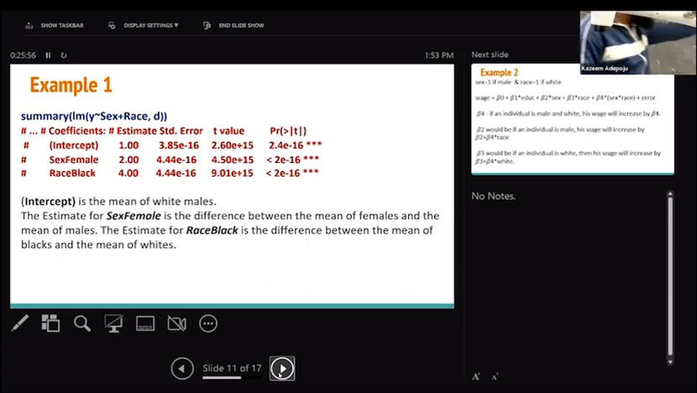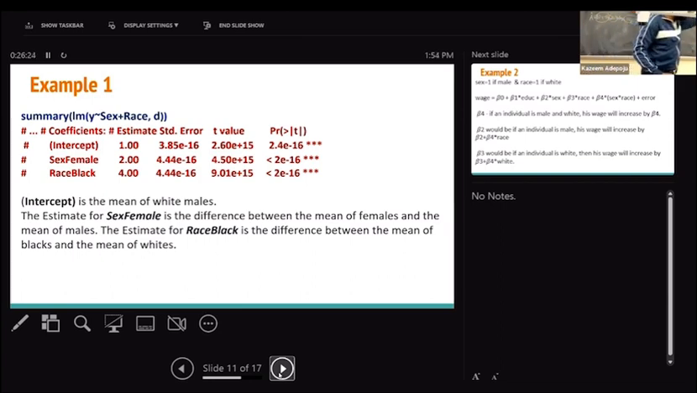Now, the first intercept that you see will be the mean of white males. Why do I say mean of white males? Because male was coded 0, and the other race was also coded 0. Any question about that? About why the intercept is that? Any question why we say white males? Okay.